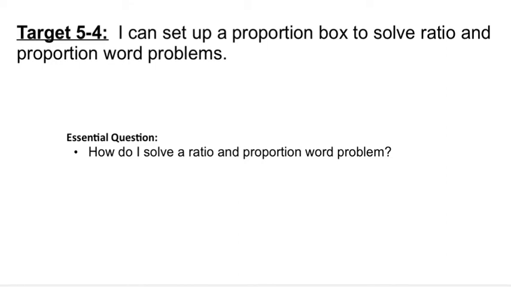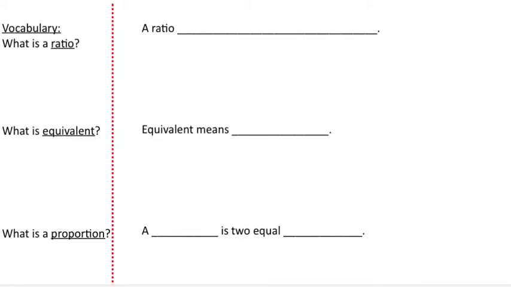For this target, it's target 5-4, and it says I can set up a proportion box to solve ratio and proportion word problems. Our essential question is, how do I solve a ratio and proportion word problem? The first thing we need to do is fill in your vocabulary.